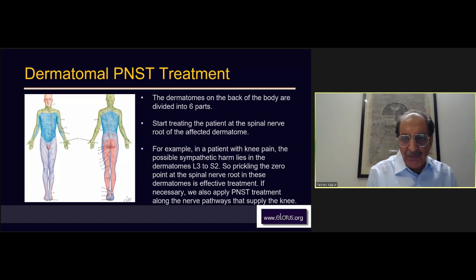And this is a very effective treatment. And where are the zero points? They are located in the midline, as I said to you, exactly in the DU channel. So you'll be pricking at the dermatomes L3, L4, L5, S1 and S2, which are the ones supplying our knee joint. And if necessary, we also apply PNST treatment along the nerve pathways which supply the knee. I'll be coming to that also.